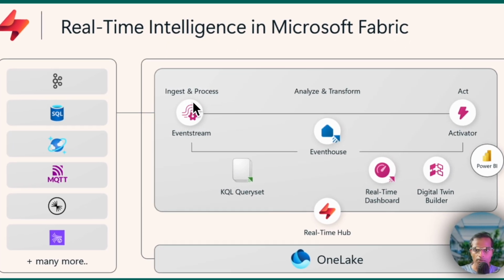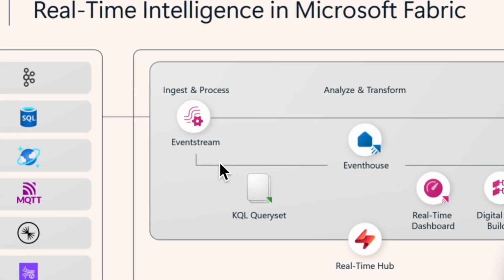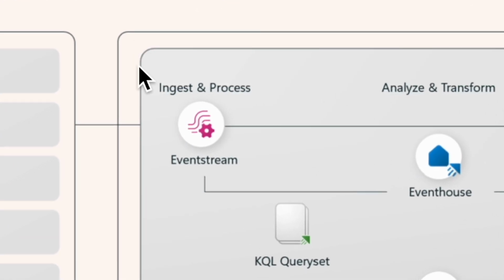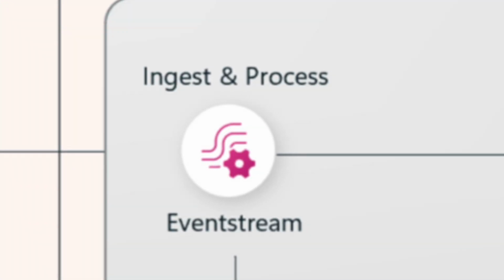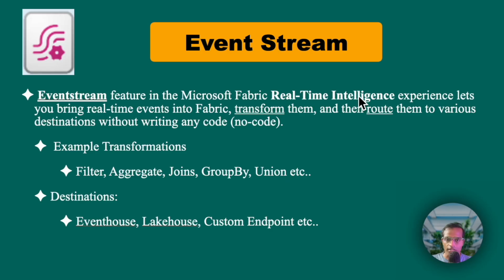Now the first stop for Fabric's real-time pipeline is something called Eventstream. This is the data ingestion and processing layer. Eventstream is responsible for ingesting real-time data into Fabric, transforming them by applying some basic transformations like filtering, aggregations, joins, etc., and then routing them to different destinations.